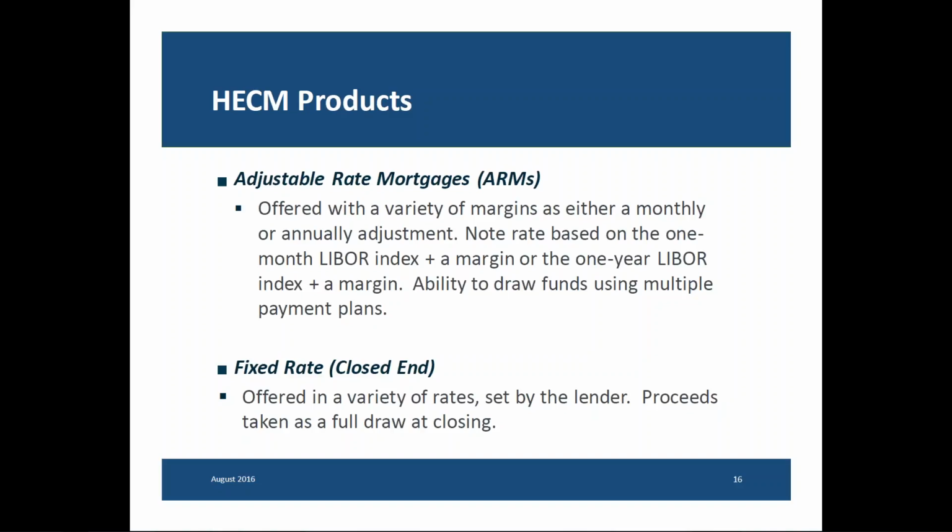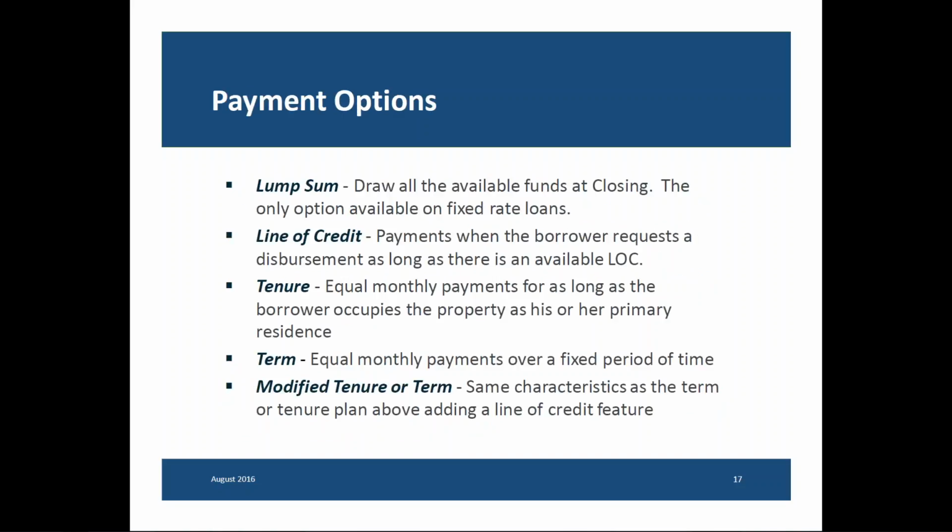And fixed rate, simply, it's a closed-end loan. It's offered in a variety of rates set by the lender, and proceeds are taken as a full draw at closing. Some of our payment options, lump sum. Well, they could draw all the available funds at closing, and that is the only option available on fixed rate loans. This is also available on ARMs as well, but they can also get other options as well.